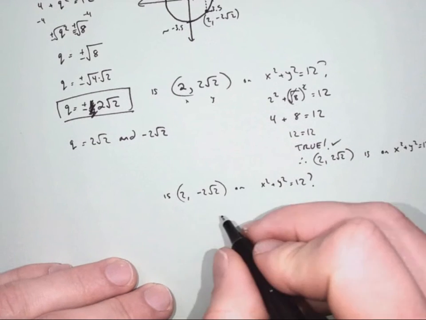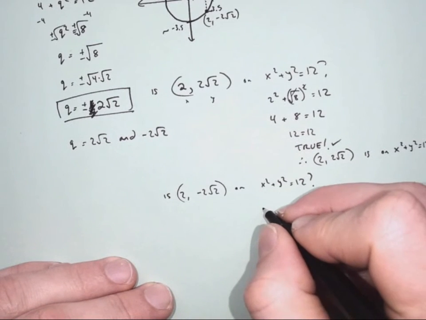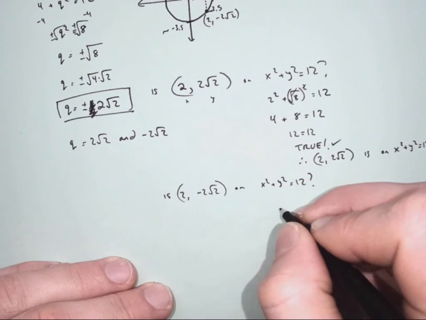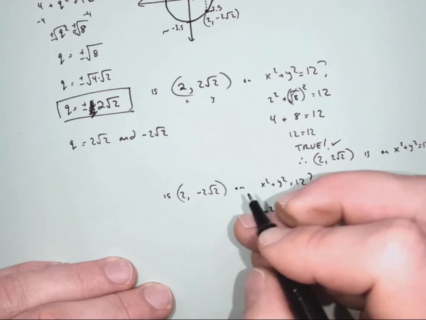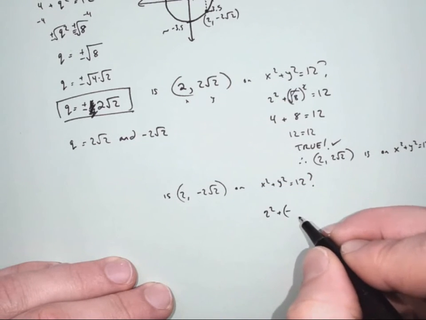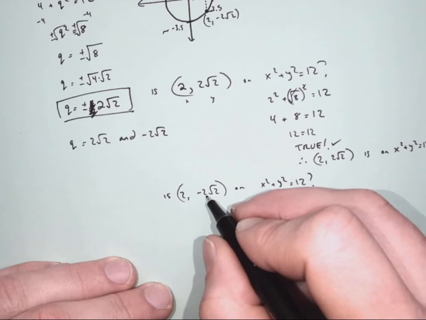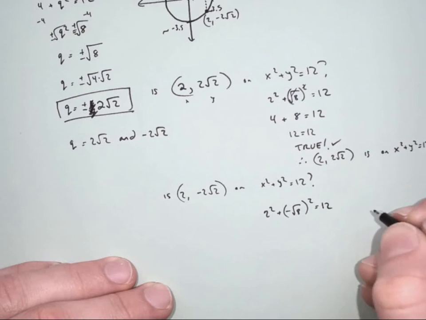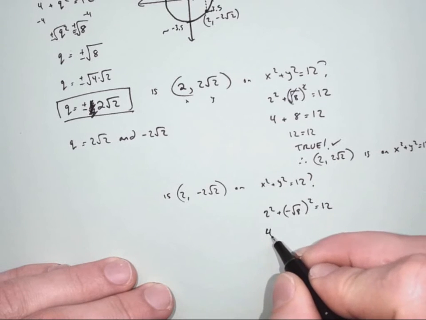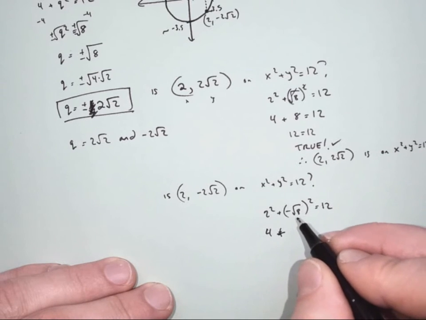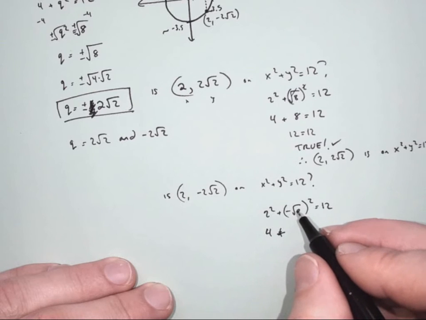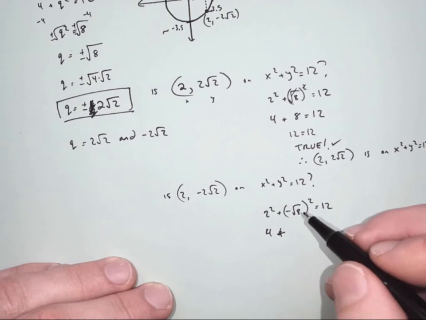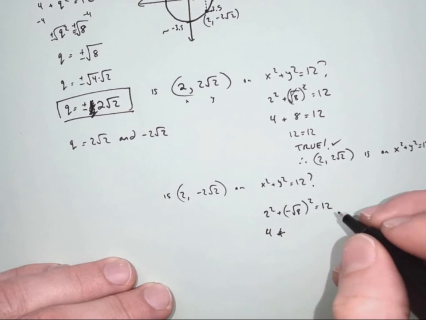Well, let's just test. We can test that too. So I'll just try it. So I'm going to replace my x with 2. So it's going to be 2 squared plus my negative 2 root 2, which is negative root 8 squared. Is that equal to 12? Let's just check. 2 squared is 4 plus negative. Okay, so I'm going to square this. So negative root 8 times negative root 8.